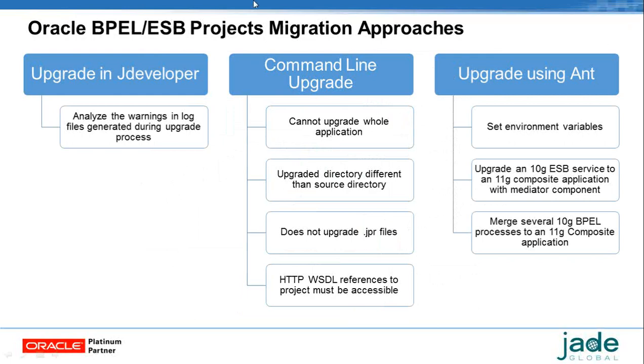So next, we're going to talk about Oracle BPEL and ESB project migration approaches. There are three ways we can do it. One is upgrade in JDeveloper, another is command line upgrade, and the third is using the ANT scripts. Our survey results show that most of the people, 100%, are using Apache ANT scripts for migration.